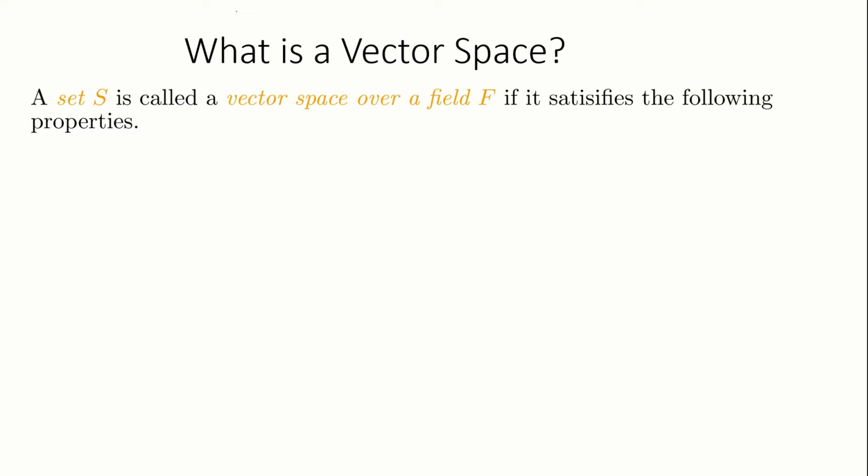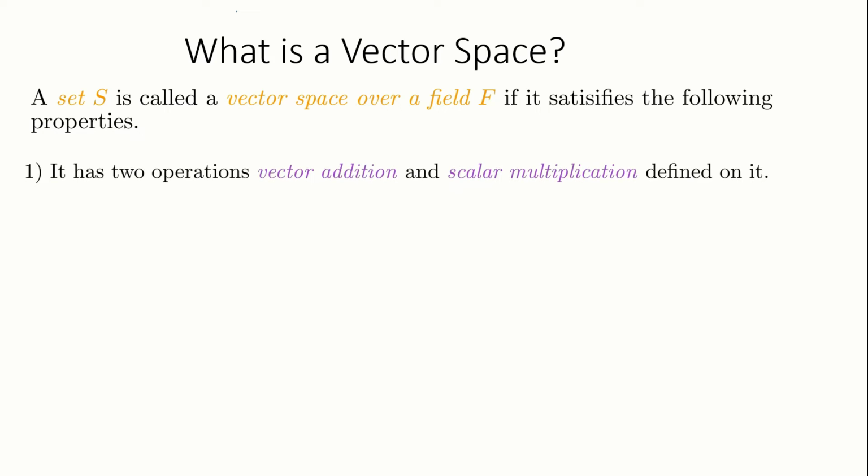We start with the definition of vector space. A set S is called a vector space over a field F if it satisfies the following conditions. First, the set has two operations, vector addition and scalar multiplication, defined on it. It means that the addition is defined for any two elements of the set and the result of the addition is again an element of the same set.